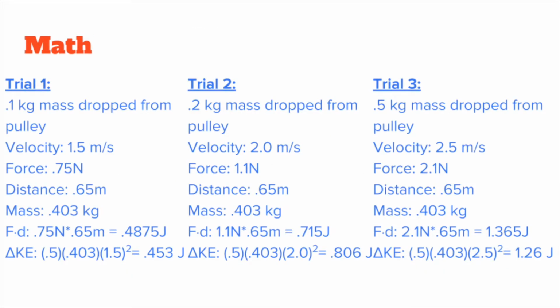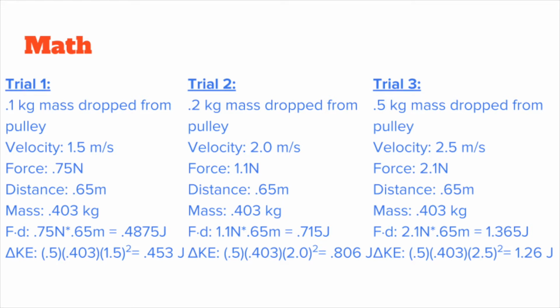So to calculate work in the 2 different ways that are possible, we added up the mass of the IO-lab and the 200 grams that we added to the IO-lab, which was 0.403 kilograms for all 3 trials. The distance stayed constant at 0.65 meters for all 3 trials, and the forces for each one of the trials were found from the graphs. The velocity was also found from the graphs.